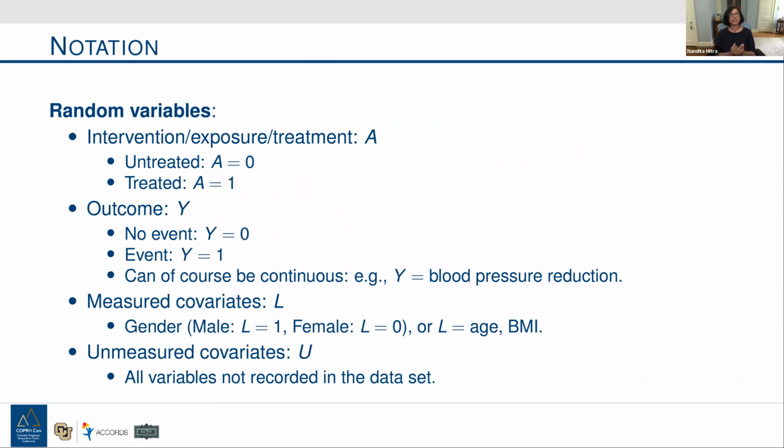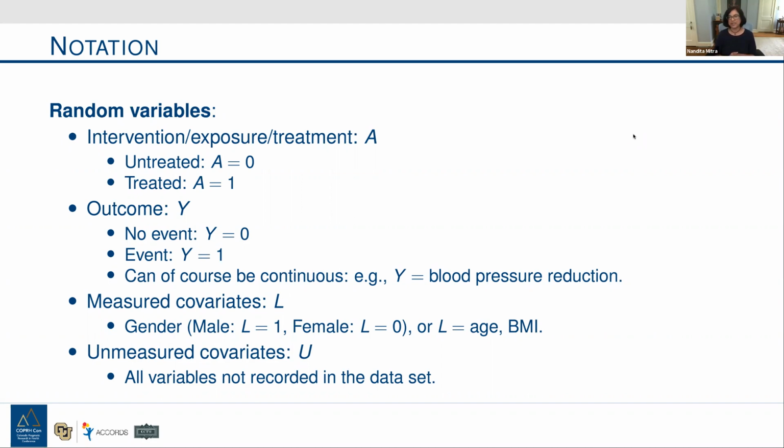So I'll introduce a little bit of notation. So here we have these different random variables, A, Y, L, and U. This is standard notation in causal inference. So A will be our intervention or treatment or exposure variable. So if it's binary, then if someone is untreated, A equals 0. If they're treated, A equals 1. And then we look at the outcome Y. If it's a binary outcome, then Y equals 0 would be no event. Y equals 1 is they achieve some particular event.